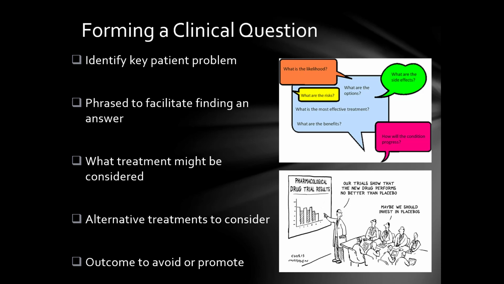The question then needs to be phrased to facilitate finding an answer to the question. We need to consider what treatment might be considered, alternative treatments to consider, and outcomes to avoid or to promote.